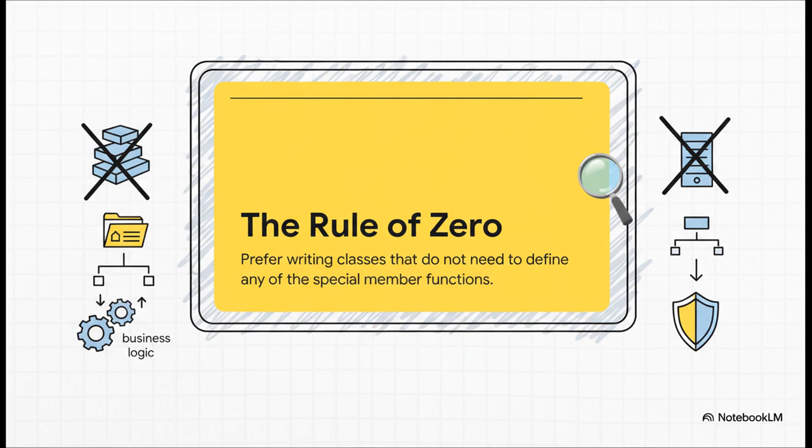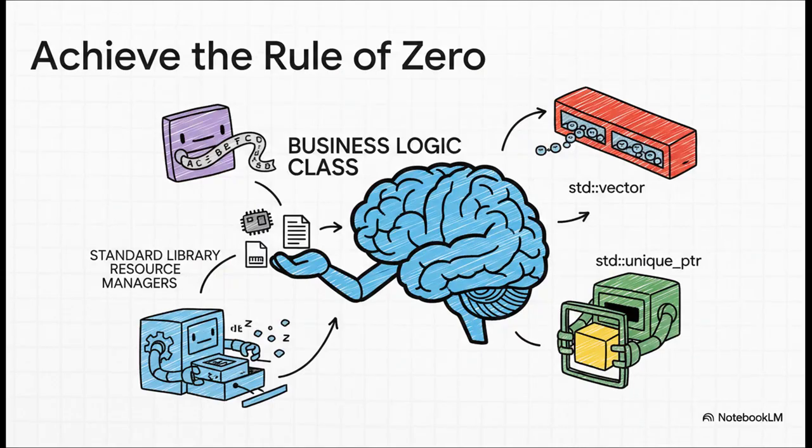It says that the best case, the thing you should always be aiming for, is to write classes that have 0 custom resource management functions. Your classes that handle business logic shouldn't have to worry about memory pointers and file handles at all. So how do you do that? How do you achieve this Zen-like state of no code?